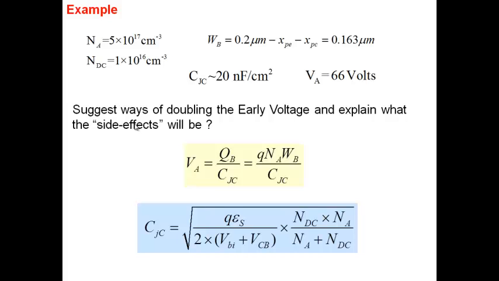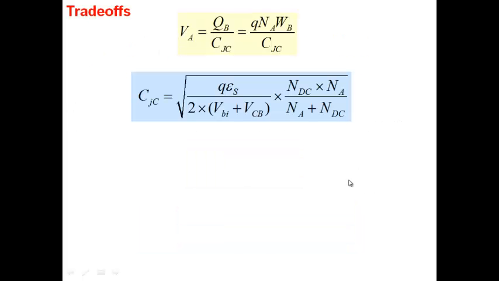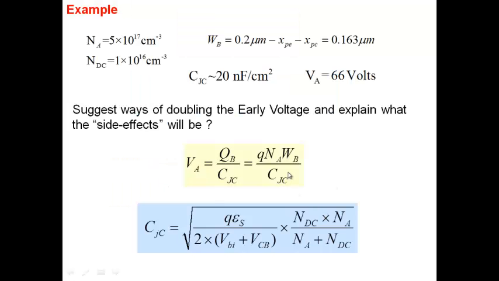Current gain. Because you've doubled Na and WB also you've increased, so the current gain is going to drop further. Remember now, current gain is inversely proportional to Na, inversely proportional to WB. Current gain is inversely proportional to both of them. So current gain is going to drop, right? So that's the side effect that you will suffer from.